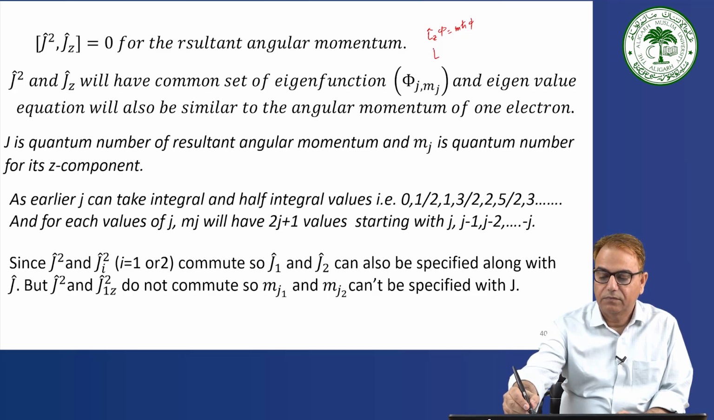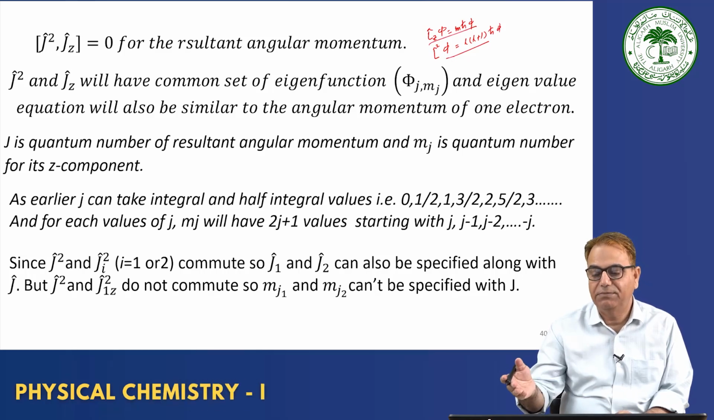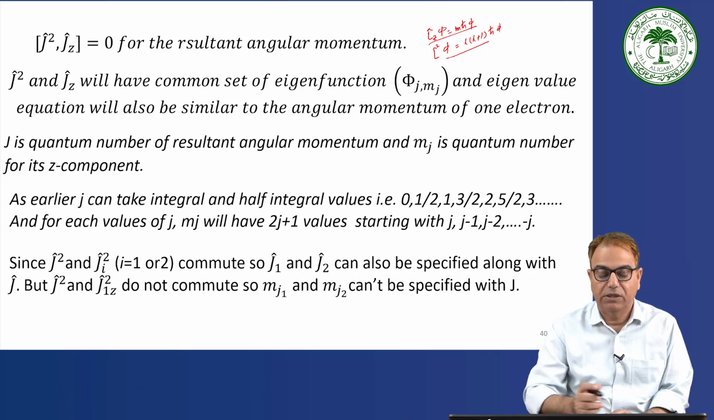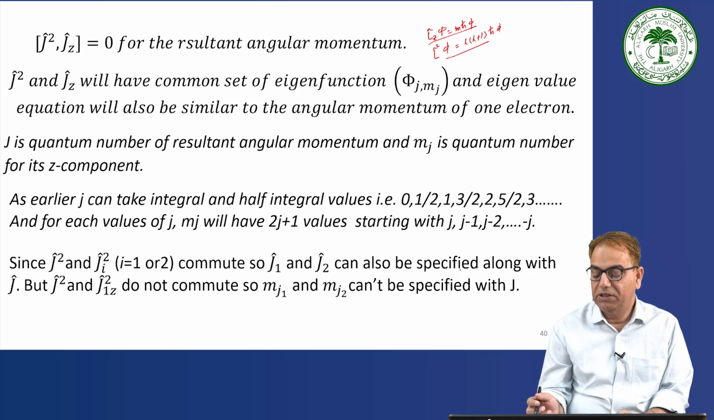Lz, L square. L square, when operating on phi, will give you L into L plus 1 h cross phi. So these relationships, the eigenvalue equation, will be followed for J also. Jz into phi will be mj h cross phi, and then J square into phi will be j into j plus 1 h cross phi. So same relationship. J is the quantum number for the resultant angular momentum, and mj is the quantum number for its z component. As earlier, J can take integral and half integral value, since L can take integral and half integral value. Since J square and Ji commute, J1 and J2 can also be specified along with J.